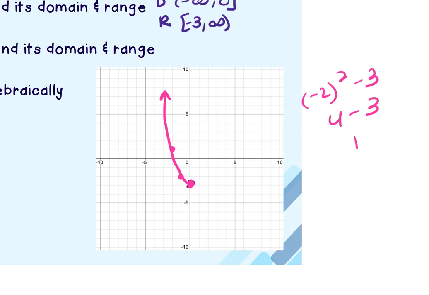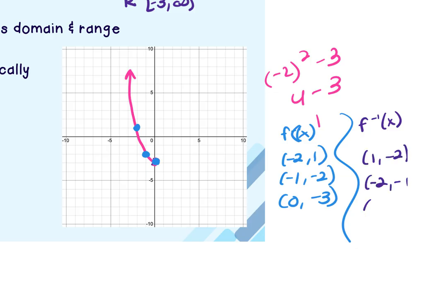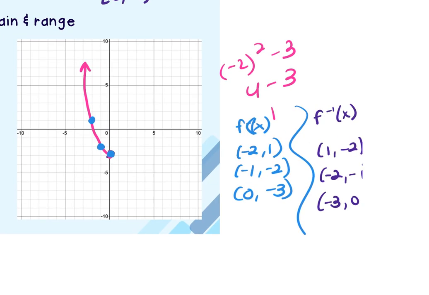Now every coordinate point that I just plotted, I'm going to switch to get the inverse. So this point was negative 2, 1. This point, negative 1, negative 2. This point, 0, negative 3. Those are for your parent function or your initial function, f of x. Now for f negative 1 of x, I'm going to switch all those x and y values. I get 1, negative 2, negative 2, negative 1, negative 3, 0.